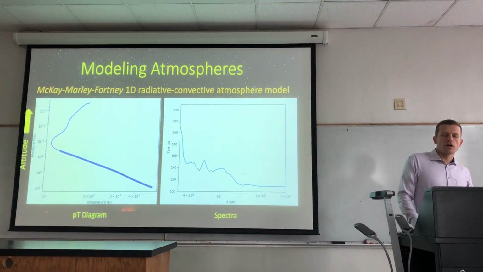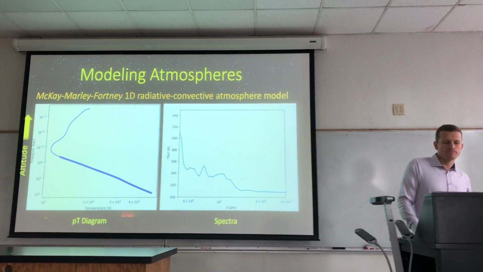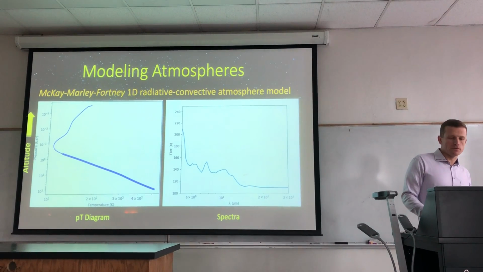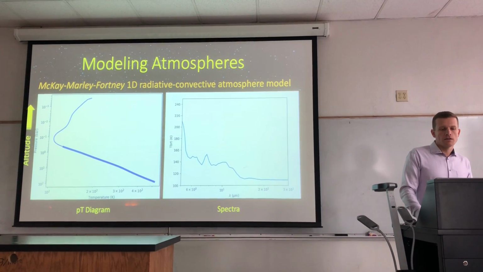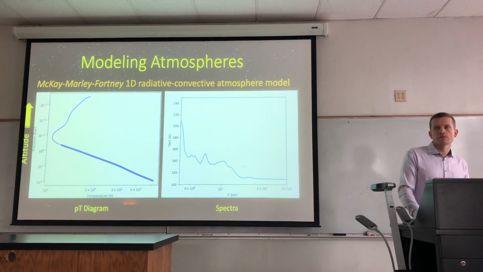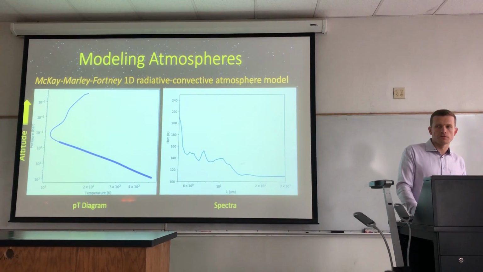And so why do we care about these pressure temperature diagrams? On our x-axis, you have the temperature, and the pressure, or you can think of it as altitude, on the y-axis. This line tells us where it's in equilibrium, where it's in balance between the pressure and the temperature.